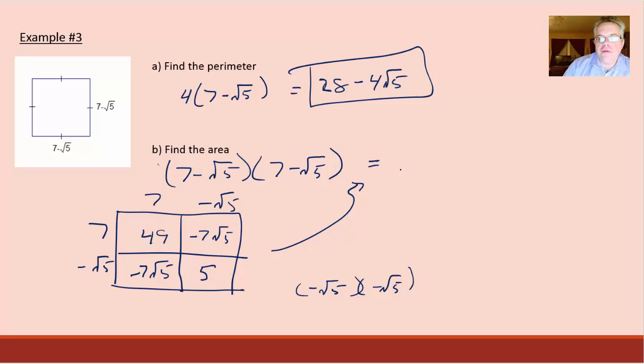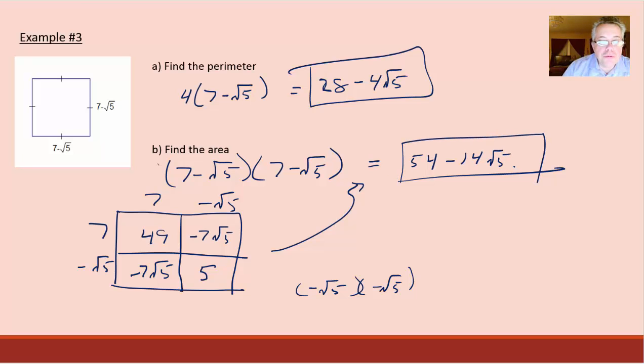So we're going to write what this is equal to. We have 49 plus 5 is 54. Then minus 7 square root of 5, and another one gives us minus 14 square root of 5. If you can do these problems, you are in great shape, doing awesome with square roots. So I have 2 for you to try.